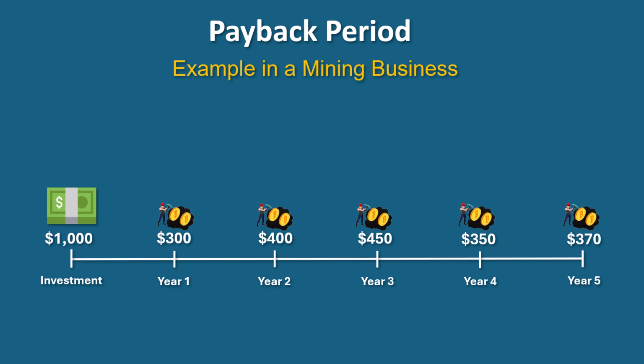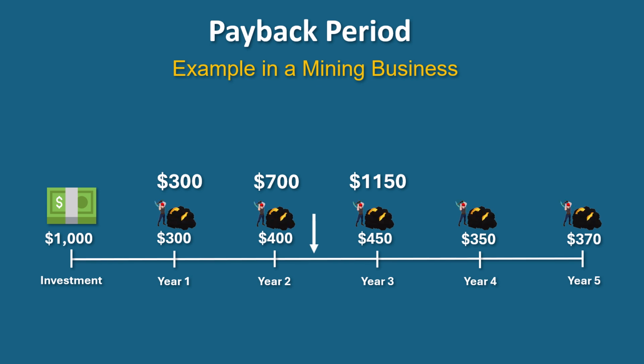Now, let's calculate the cumulative cash flow at the end of each year. At the end of year 1, we have $300. At the end of year 2, we have 300 plus 400 equals $700. At the end of year 3, we have 700 plus 450 equals $1,150. So, our initial investment of $1,000 lies between year 2 and year 3. This means our recovery will happen somewhere between year 2 and year 3.